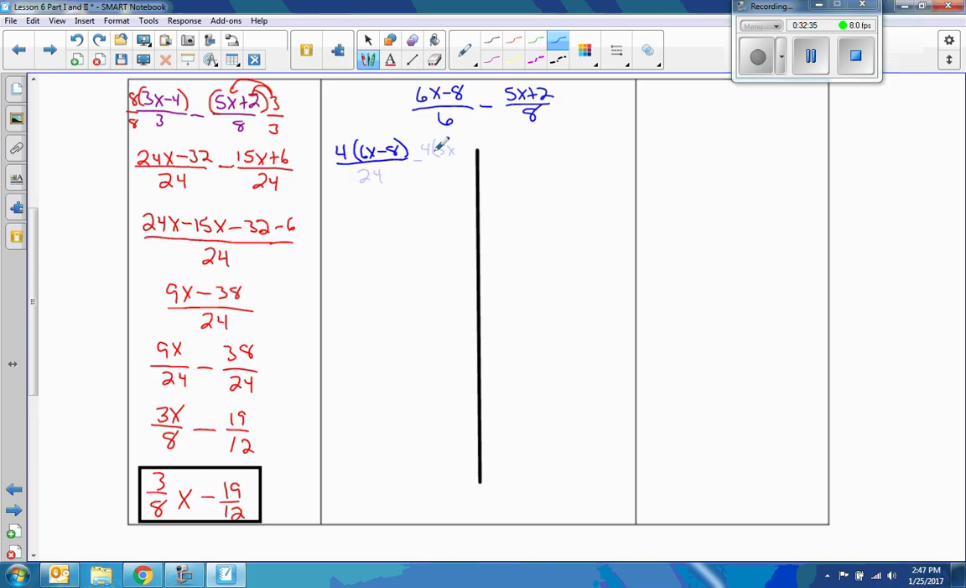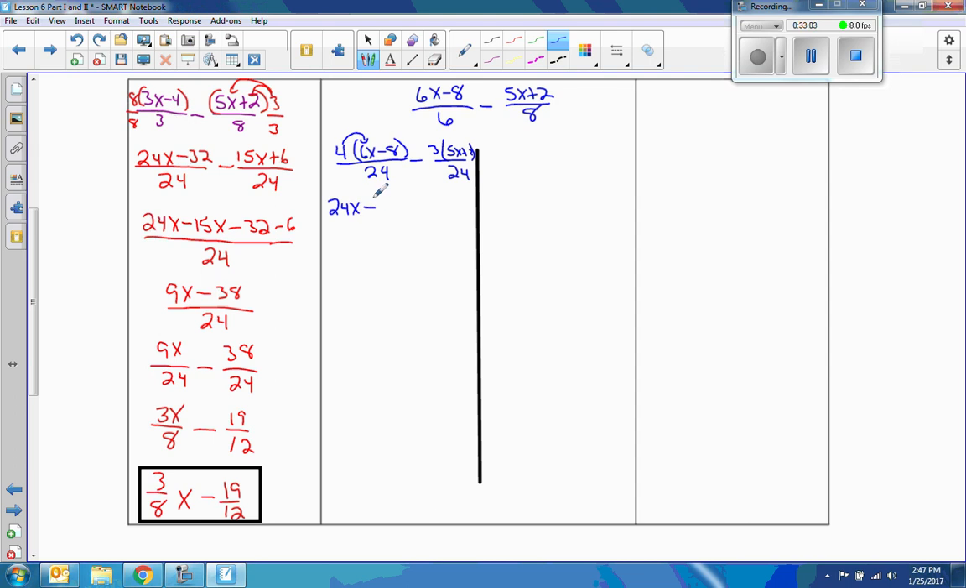subtract 4 times 5x plus 2 over, or not 4, 3, minus, and then I need a 24 over here, so I have to multiply it by 3. 8 times 3 is 24. So I'm going to put a 3 out here, 5x plus 2. Multiplying by 3 over 3 because that's 1. Okay. Now when I distribute, I get 24x.